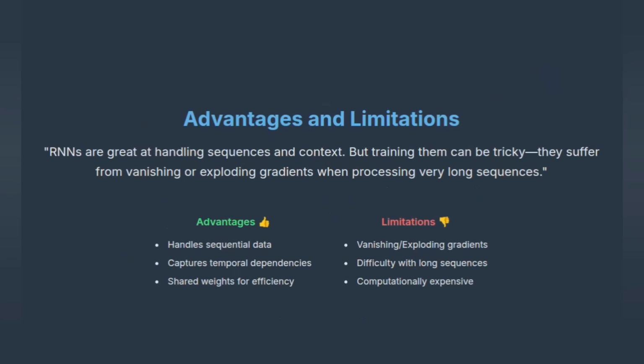RNNs bring a lot to the table. Their ability to process sequences and understand context makes them incredibly valuable. Plus, weight sharing allows for efficient learning. However, they also come with certain limitations. Training deep RNNs, especially on very long sequences, can be challenging due to issues like vanishing or exploding gradients. This can hinder their ability to learn long-range dependencies. Additionally, training complex RNNs can be computationally intensive.